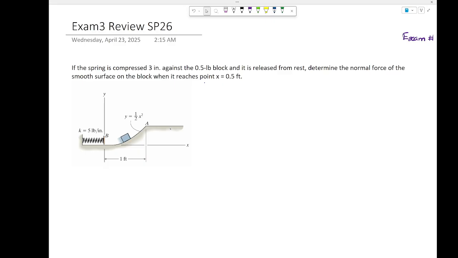Sorry, in class 1. Okay, so let me start reading the problem. So if the spring is compressed initially 3 inches against the 0.5 pound block and it is released from rest, right?